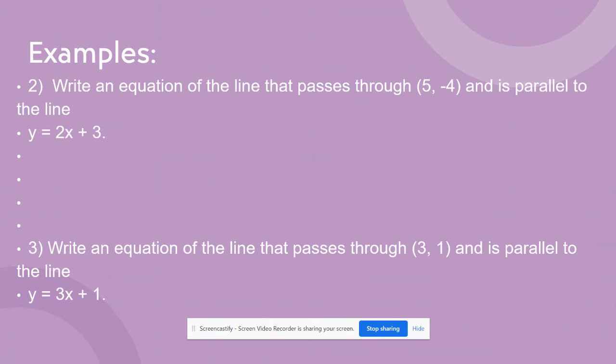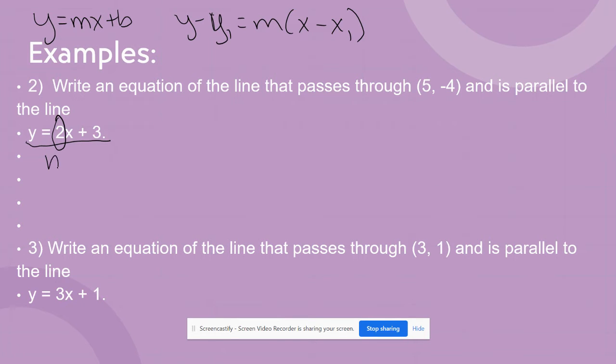Now, if they give us something different, they give us an equation, and they want us to find a new equation. So just a reminder that slope-intercept form is y equals mx plus b, and point-slope form is y minus y1 equals m times x minus x1. So the very first thing we have to do is find the slope. That was our key. This is slope-intercept form, so this slope is 2.